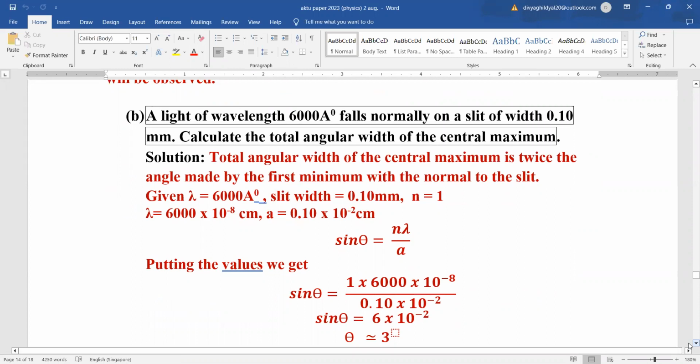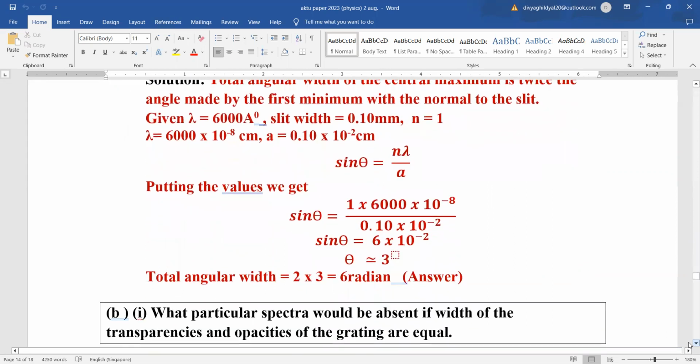normal to the slit. So, 1 angstrom is 10 to the power of minus 10 meter or 10 to the power of minus 8 centimeter, and sine theta is equal to n lambda upon a. And we put the values which have been given to us in the numerical. See to it that all CGS, MKS units have been converted properly, and we get the total angular width.